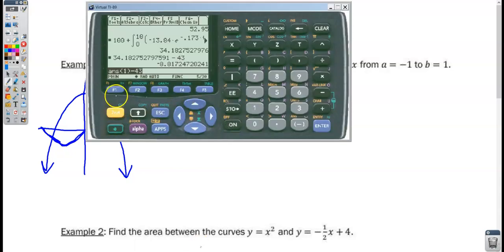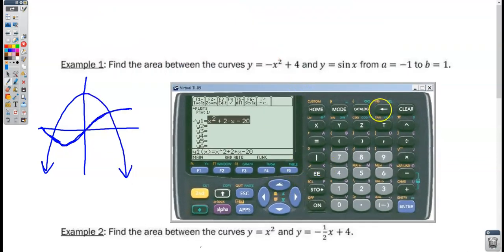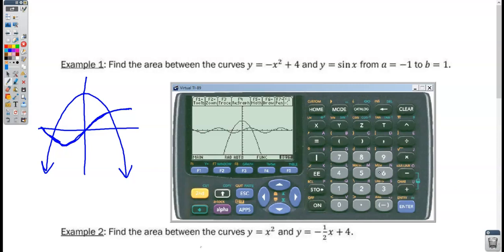If I went and looked at these two curves just to double check, y equals negative x squared plus 4, and y equals the sine of x, I think I'm pretty close to spot on. There's our parabola. There's our sine curve. I didn't do too bad with the sketch of this graph.